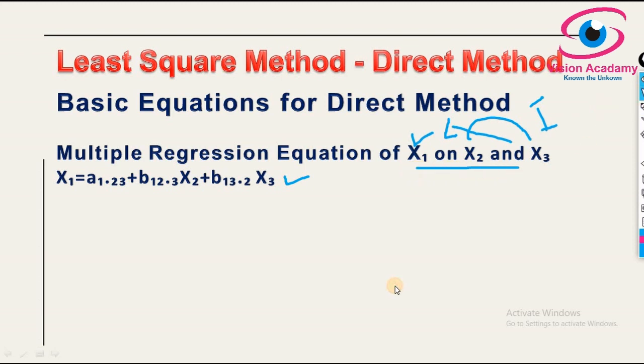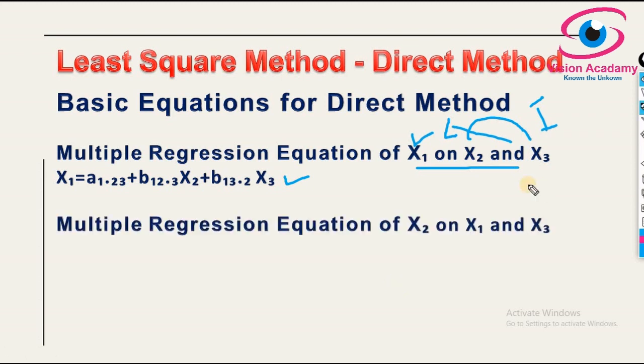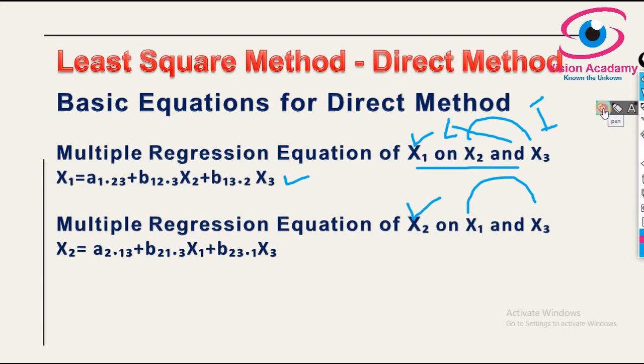We have another equation also. When we see x2 as the dependent variable, then we have to see x1 and x3 as independent variables. Then our equation would be different, for x2 on x1 and x3. Our basic equation would be x2 equals a2.13 plus b21.3 x1 plus b23.1 x3. So this is the basic equation of x2 on x1 and x3.